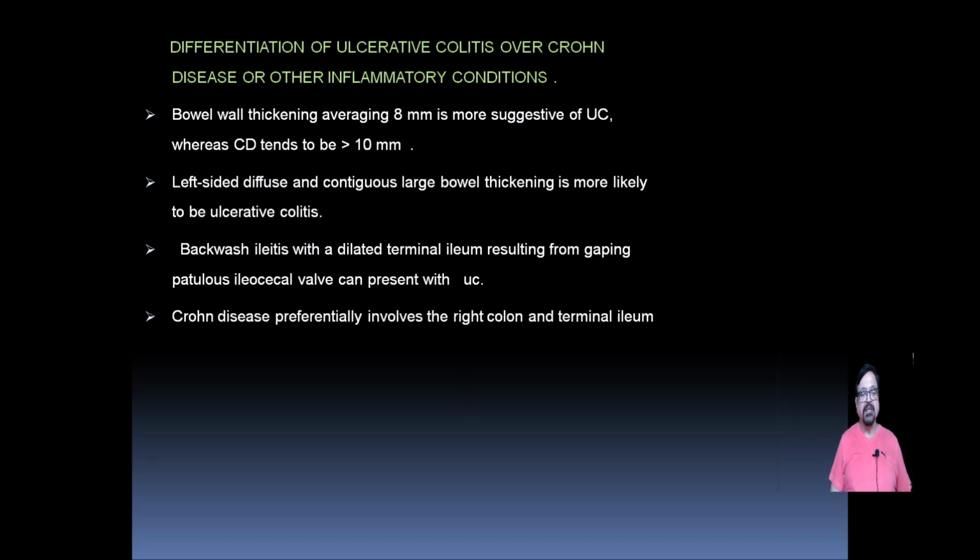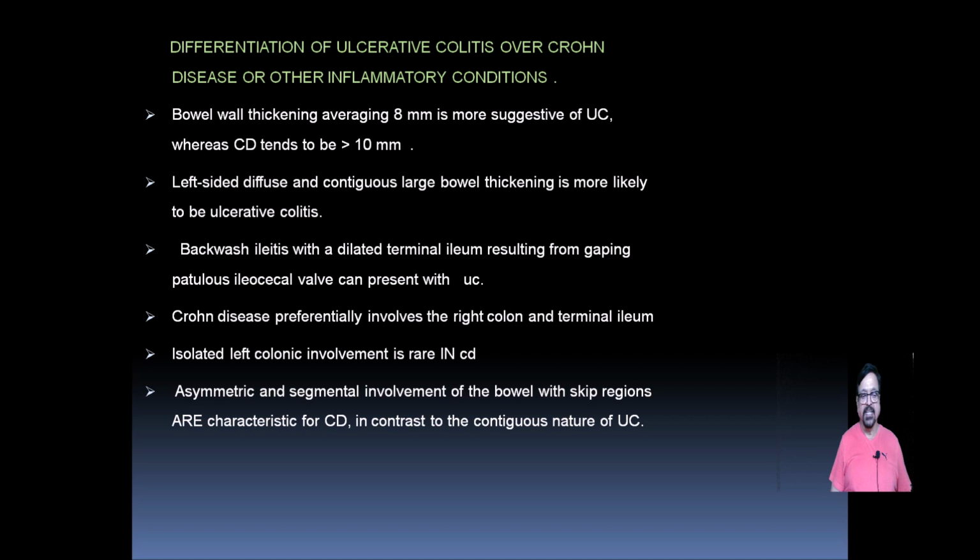Now, Crohn's disease preferentially involves the right side of the colon and the terminal ileum. Now, isolated left colonic involvement is rare in Crohn's disease. Asymmetrical and segmental involvement of the bowel with skip lesions are characteristics of Crohn's disease, in contrast to the contiguous nature of ulcerative colitis.